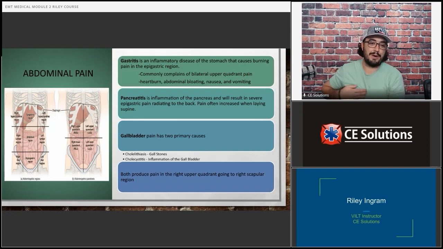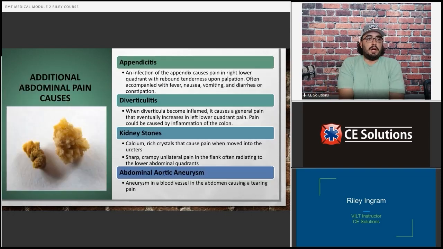Both produce pain in the right upper quadrant, going to the right scapular region, okay? So it's traveling up to the shoulder. Additional abdominal pain causes appendicitis. It's an infection of the appendix. Causes pain in the right lower quadrant with rebound tenderness upon palpation, often accompanied with fever, nausea, vomiting, and diarrhea or constipation.